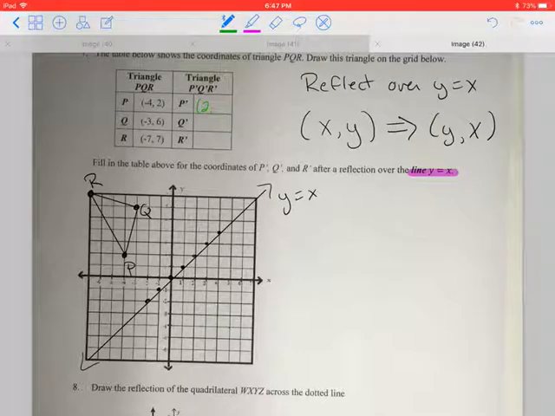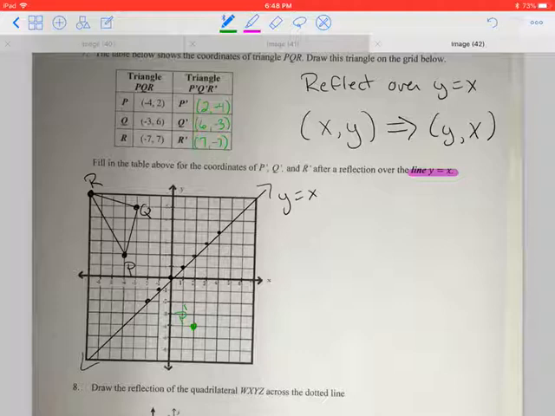So if we go up to our table, I'm just going to flip my coordinates. I'm going to go 2, negative 4, 6, negative 3, and 7, negative 7. So I'm just switching x and y. So if I want to plot P prime, that would be right 2 down 4. That would be right here.